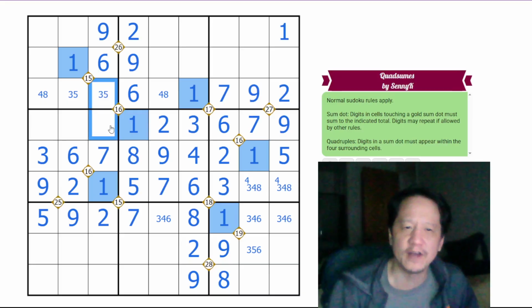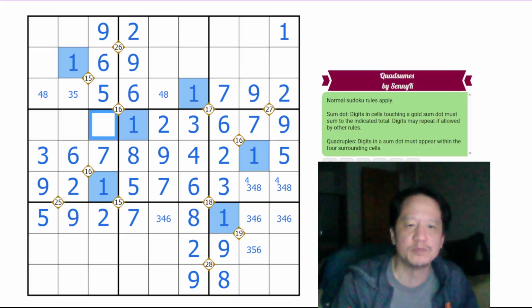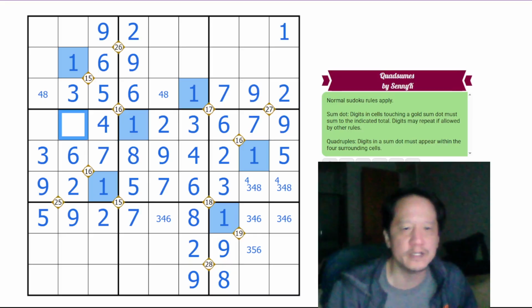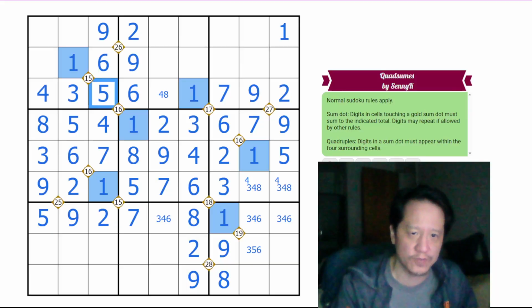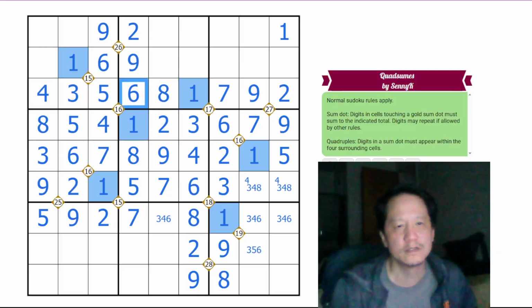Wait, it'd be 5 and 4. Sorry. So this cannot be 3 and 6 because this can't be 3 or 6. So this must be 5, which makes this 4. 5 eliminates 5 here, so it's 3. Remaining digits are 5 and 8 in row 4. This can't be 5 because of 5 in the column, so this is 8. That's 5. 8 eliminates 8 here, so it's 4 and 8.